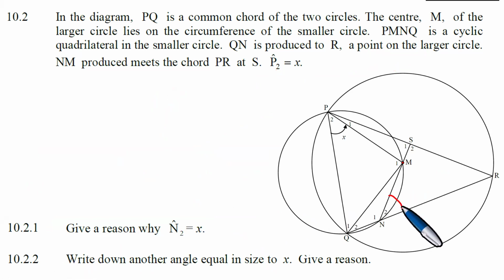We already know that the angle N2 equals x. Write down another angle equal in size to x. Give a reason. The examiner is saying there is another angle that is equal to x. We know this one is x, but N2 is also x. The examiner is saying write down another angle equal in size to x. Give a reason.